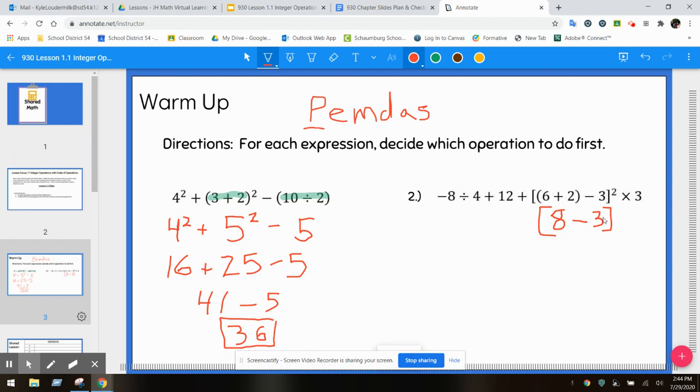Now, instead of rewriting everything in this line, I'm going to go down one more. 8 minus 3 is still inside a grouping symbol, so I'm going to do that and get 5. And then I'm going to rewrite everything. So I have the squared still. I have this times 3.